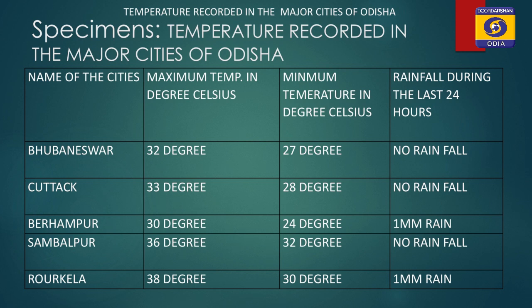Then Berhampur, the maximum temperature is 30 degree and the minimum temperature is 24 degree, and there has been 1 millimeter rainfall. Sambalpur, maximum temperature 36 degree, minimum temperature 32 degree, and there has been no rainfall in Sambalpur. Rourkela, maximum temperature is 38 degree, minimum temperature is 30 degree, and there has been 1 millimeter rainfall. So, this is how I have recorded in this particular diagram the maximum temperature, minimum temperature and the rainfall during the last 24 hours.